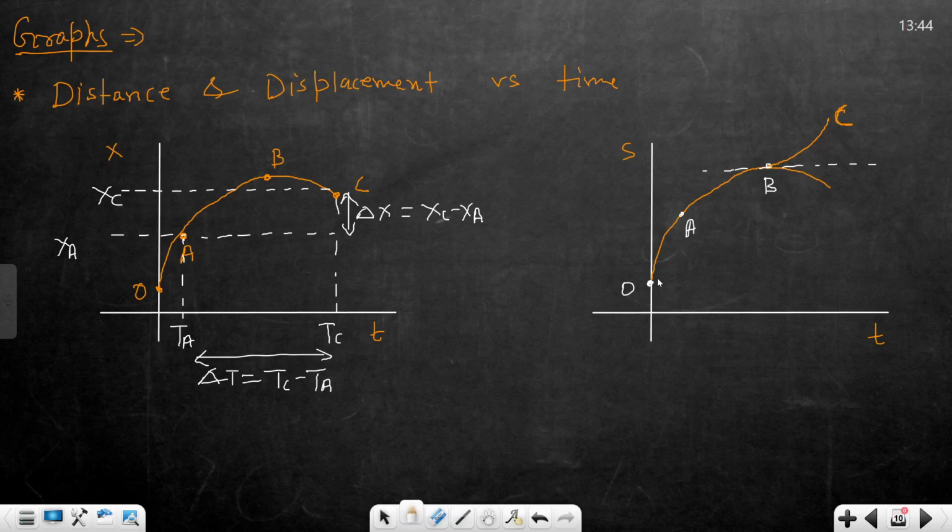When you draw this, this will become your ST graph. Clear? The white one is your ST graph. This is your length versus time. So it is showing clearly that distance is increasing. The displacement is decreasing from B to C, but still distance is increasing from B to C. Clear है कि नहीं?